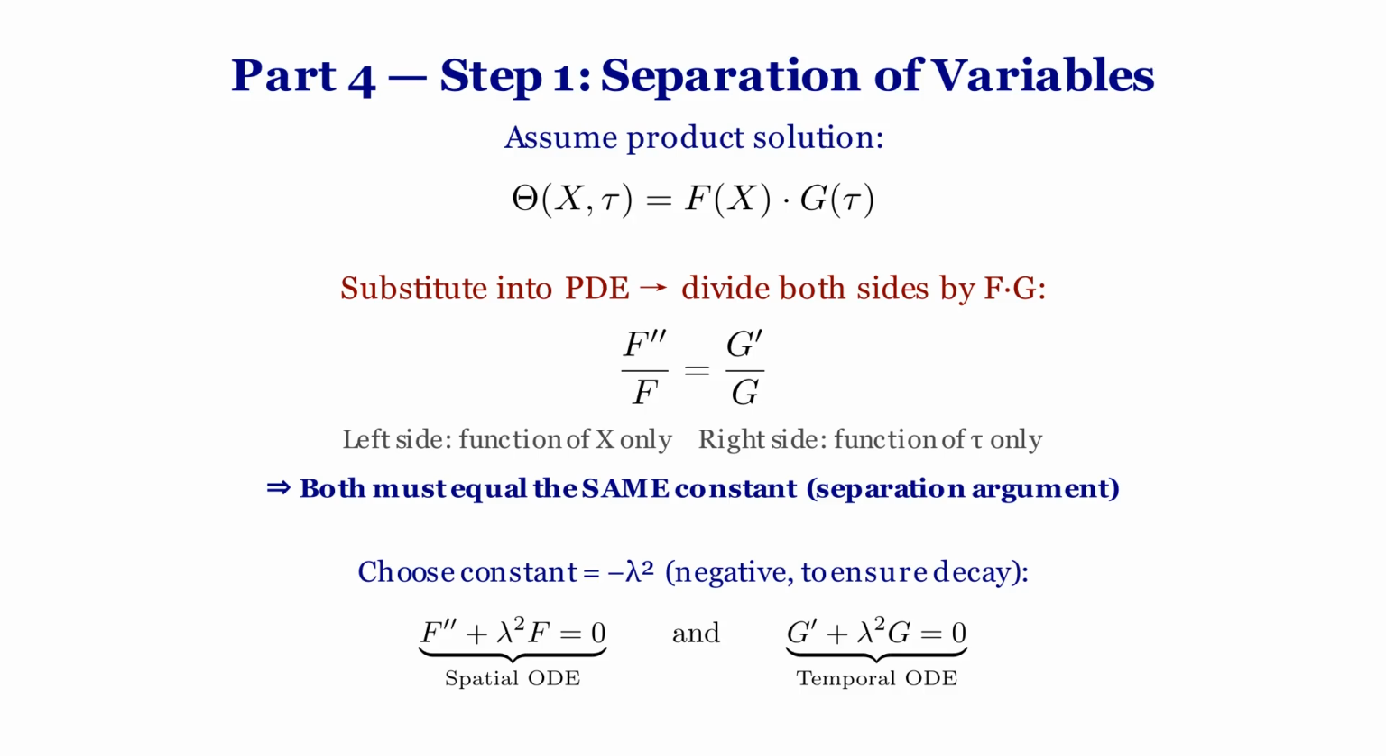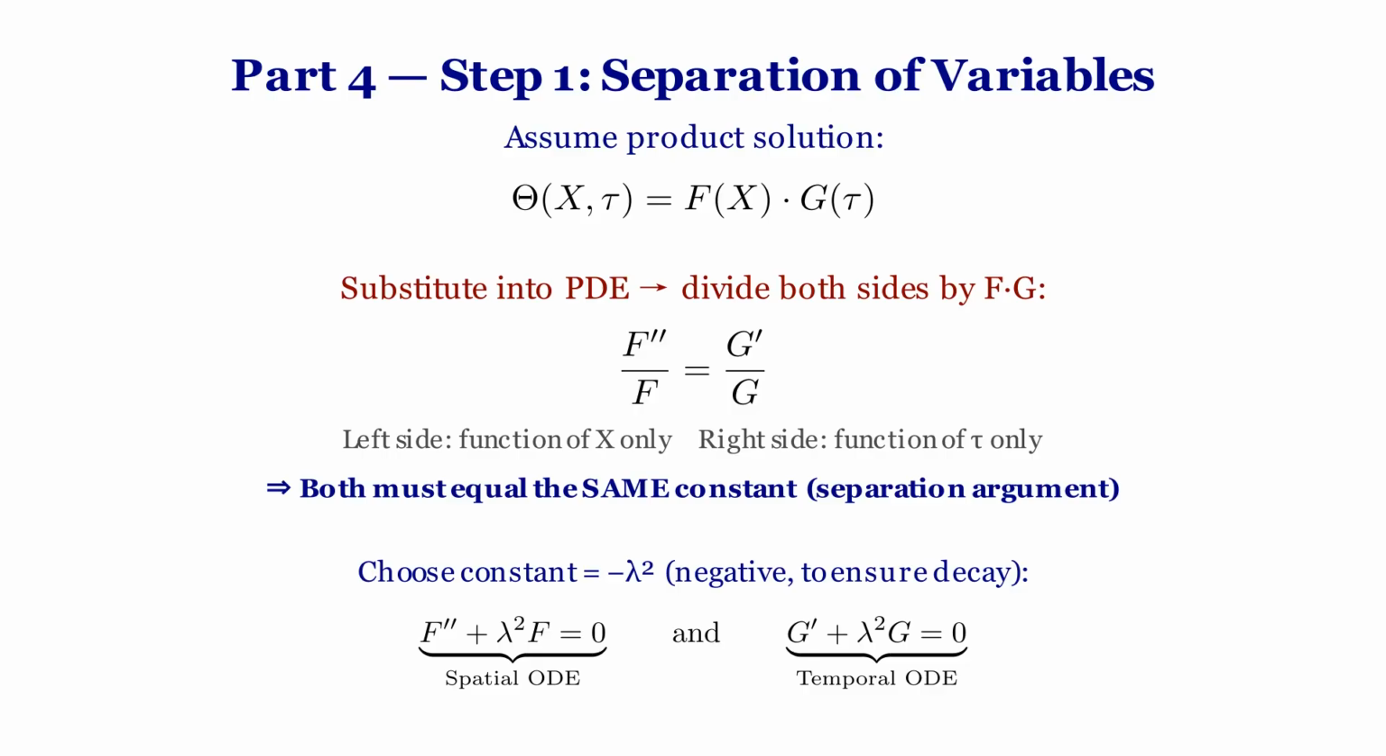Now divide both sides by F times G. The left side becomes F″/F, which is a function of X only. The right side becomes G′/G, which is a function of τ only. Here is the key argument: the left side depends only on X, and the right side depends only on τ. X and τ are independent variables. The only way two functions of completely different variables can be equal for every possible value of X and τ is if both sides equal the same constant.